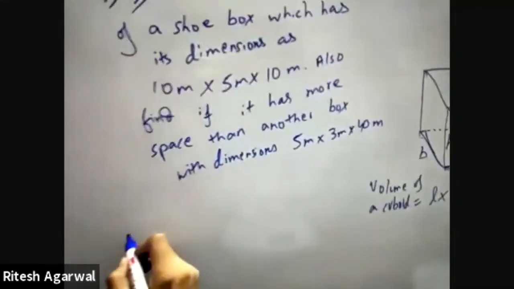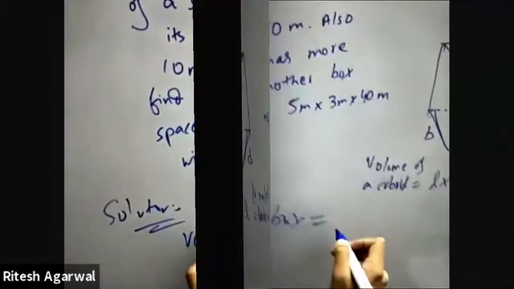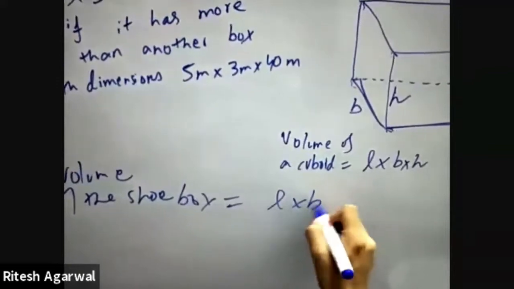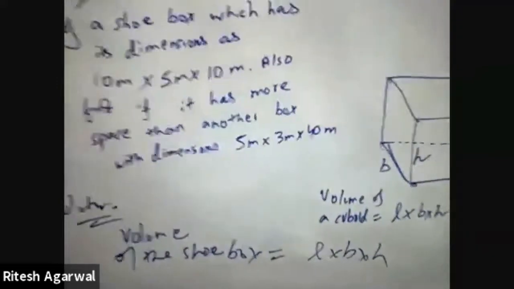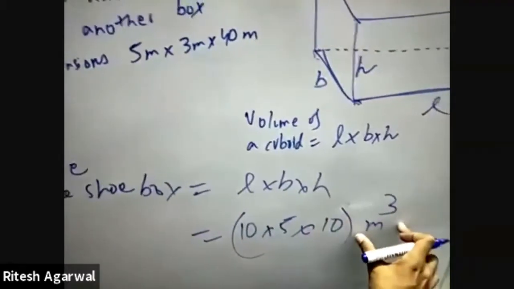Let us try to solve it. The volume of the shoebox is equal to, first we'll write the formula. Volume of shoebox. The unit of volume will be cubic meter or cubic centimeter, whatever is given. So 500 cubic meter.